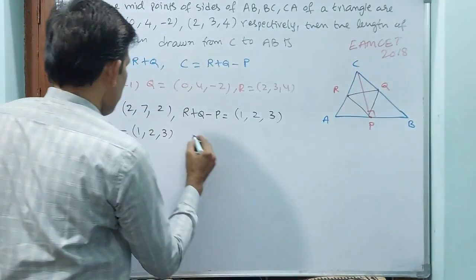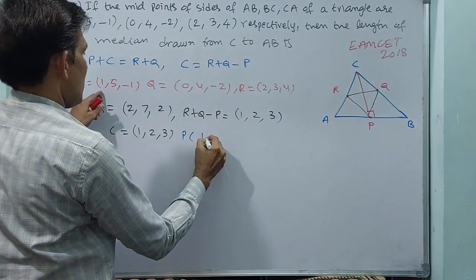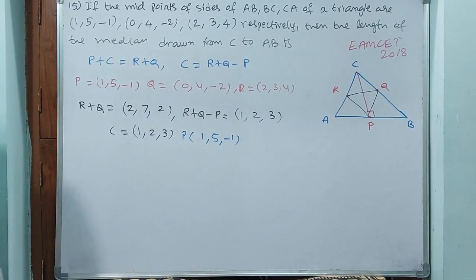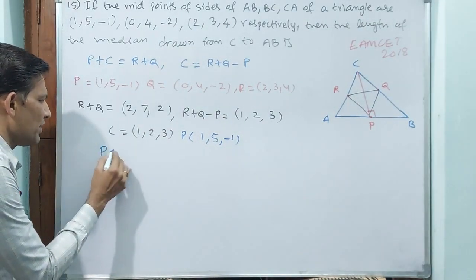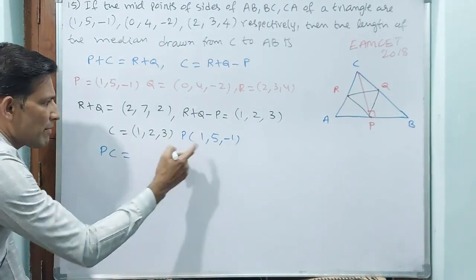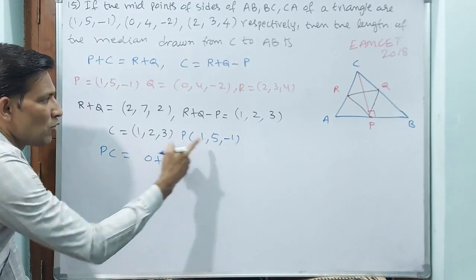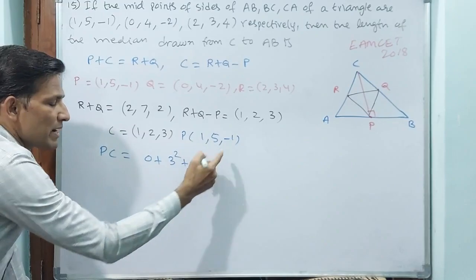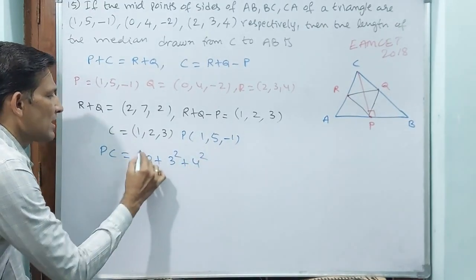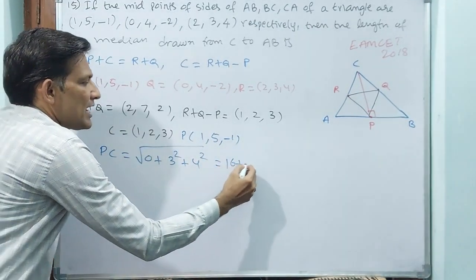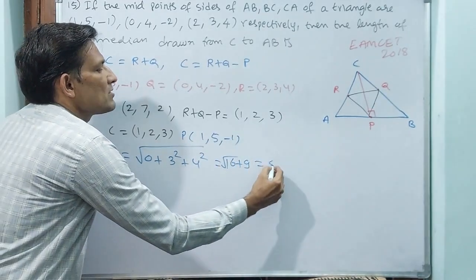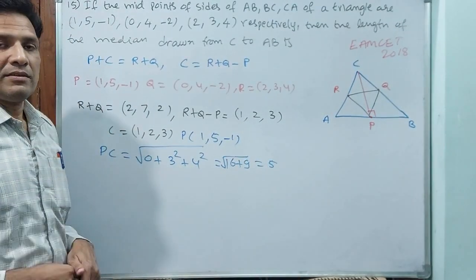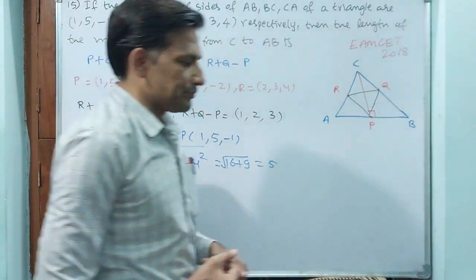Also your P will be (1, 5, -1). Length of the median means PC, that's all, PC or CP. PC is equal to the square root of (1 minus 1, 0) squared plus (2 minus 5, minus 3) squared plus (3 minus half, minus 1, 4) squared, under root. 16 plus 9 under root, that is equal to 5. Understand? Let us go for the next question.